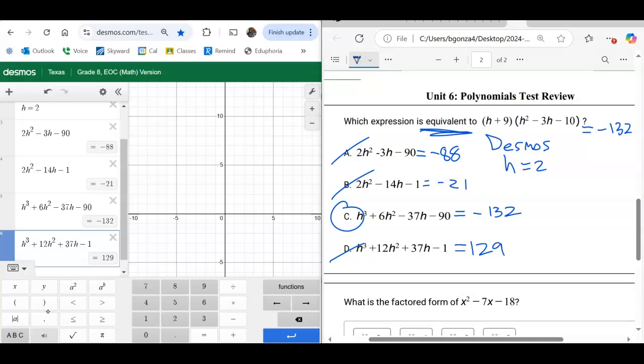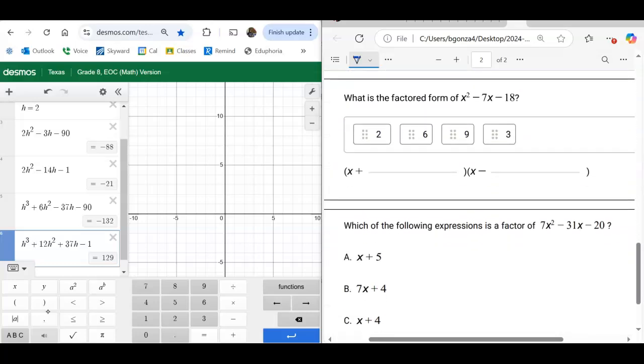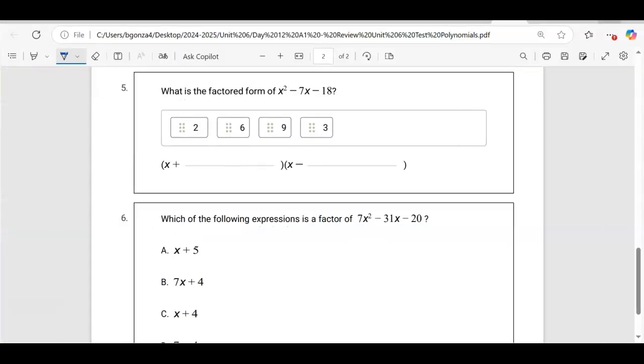All right. Now, factored form. We got to remember how to factor by hand. This is kind of multiple choice, you know, so you could try it in the Desmos way, okay, but I'm going to remind you the way to do this. Your C value is not 18, but negative 18. So what are the factors of negative 18?